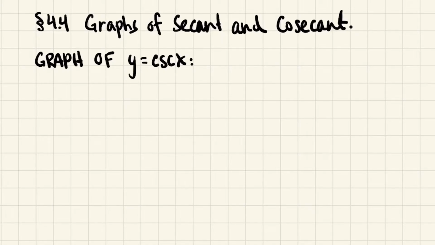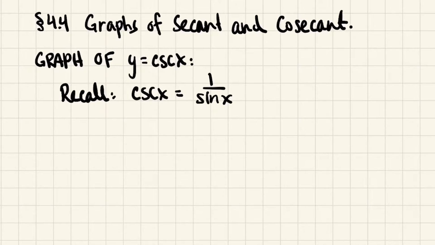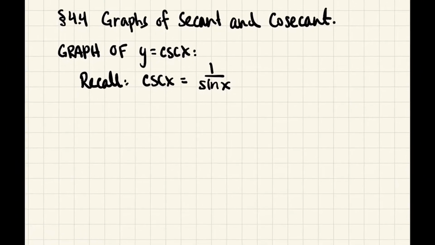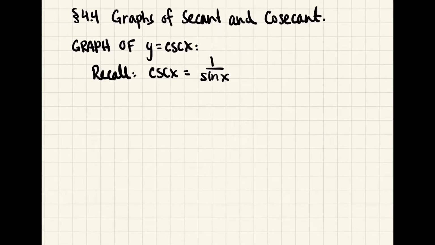Okay, well, in order to determine the graph of y equals cosecant of x, we're going to recall the fact that we know cosecant is the reciprocal of sine. So let's recall that cosecant of x is 1 over sine of x. So what we're going to do is look at the graph of sine of x, with which we're very familiar, and using the fact that cosecant is the reciprocal, generate what ought to be the shape of the cosecant graph.